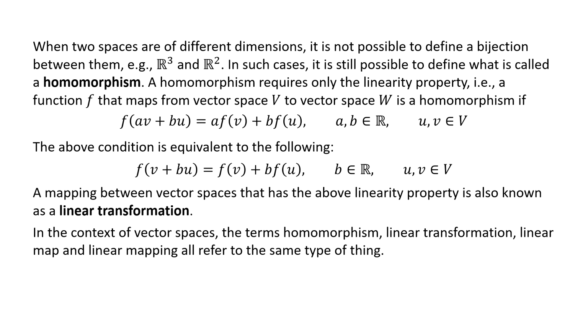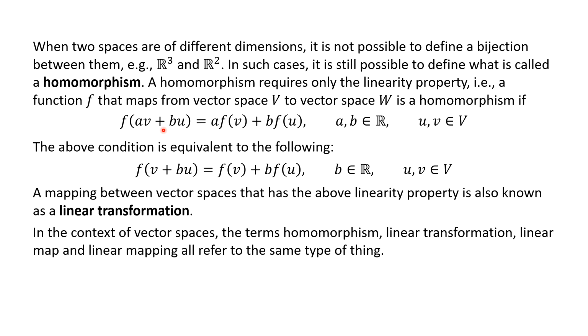So, for example, when two vector spaces are of different dimensions, it's not possible to define a bijection between them. For example, if you have R3 and R2, in such cases, it's possible to define what is called a homomorphism. A homomorphism requires only the linearity property, and we've seen that several times before, so I've written it out here.